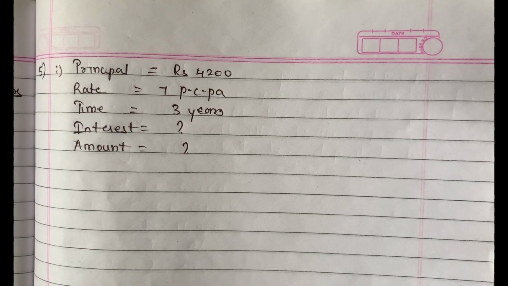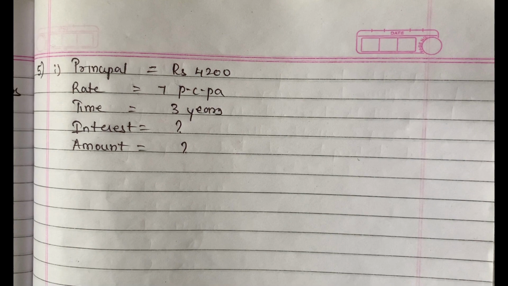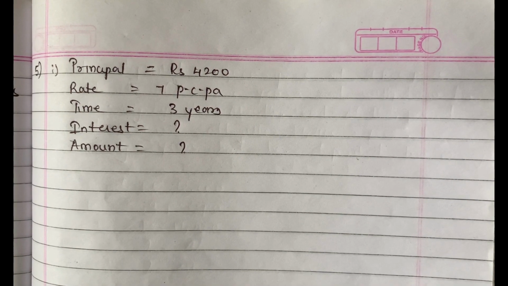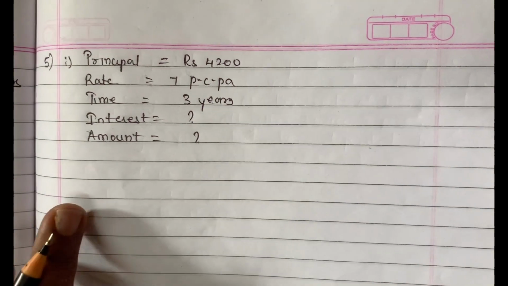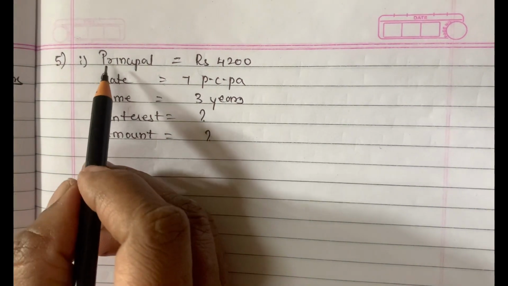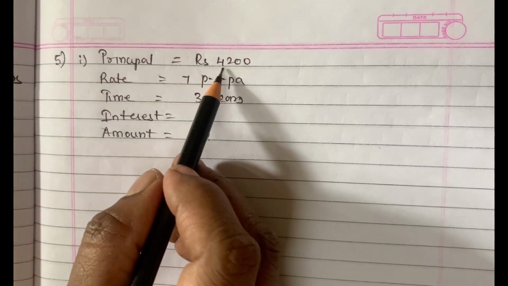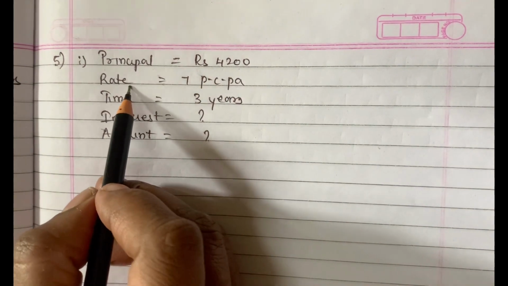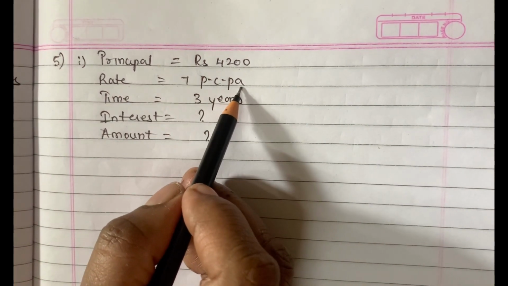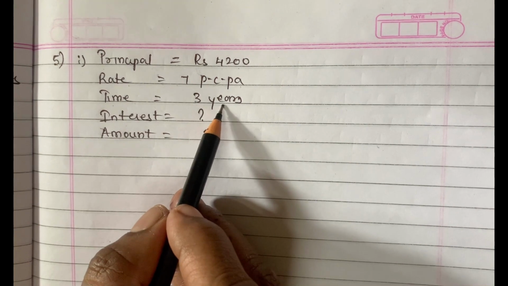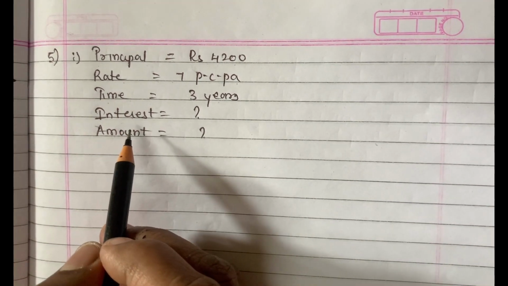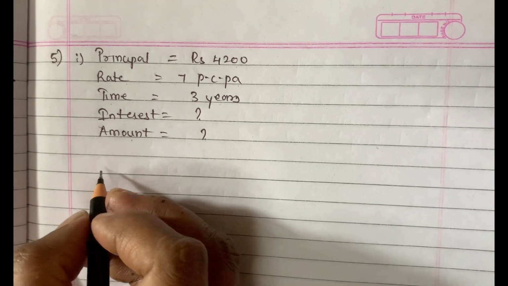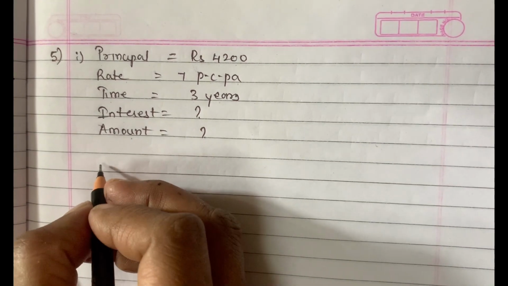In question number 5, that is fill in the blanks in the table, it's given 5 sub questions, if you see in the textbook. So for question number 5, first question I am solving here. Principal is given rupees 4,200. Rate is given 7% per annum. Time is 3 years. You have to calculate interest and amount. Already we have done the same type of sum, many sums we have done. So it is easy for you to calculate.